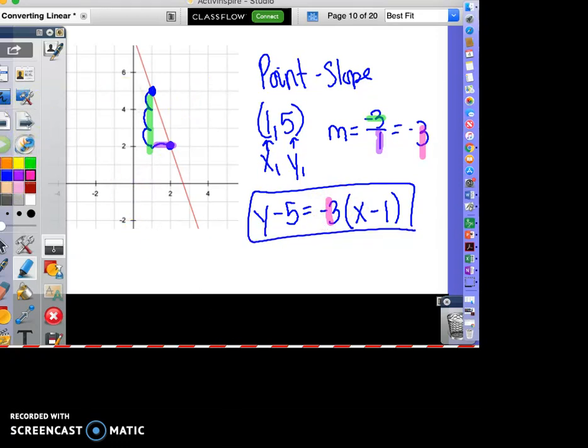Okay, then I have my point, and I'm going to put in 1 for x and 5 for y. So y minus the y part, which is the 5, x minus the x, which is 1. I guess I could have changed those colors a little bit. There we go.